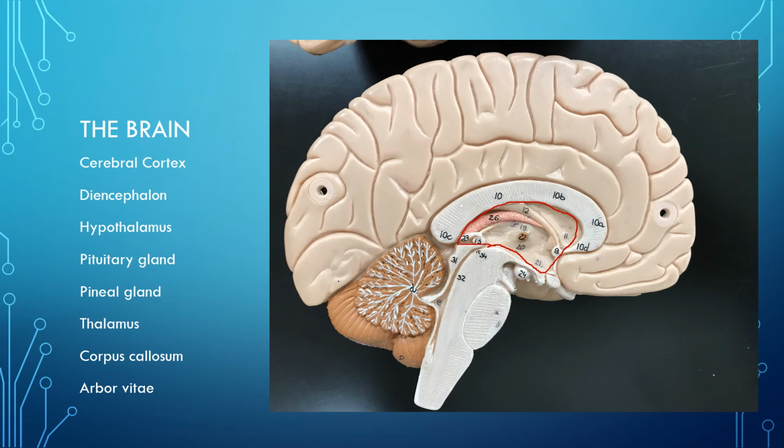Okay, this is the diencephalon, and there are 4 parts to the diencephalon. You're responsible for knowing 2 of them. The 2 that you need to know are the thalamus. So the thalamus is in this region here.